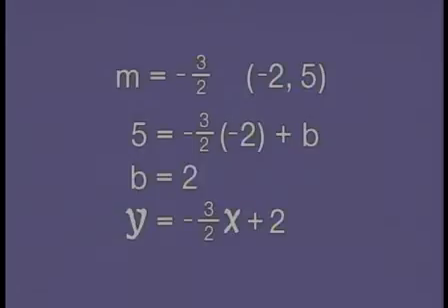We have the slope, negative 3/2. We have the point on that line, negative 2, 5. We replace the x with negative 2, the y with 5, and we solve for b, the y-intercept, which turns out to be 2. And this time we write the correct equation, y equals negative 3/2 x plus 2.